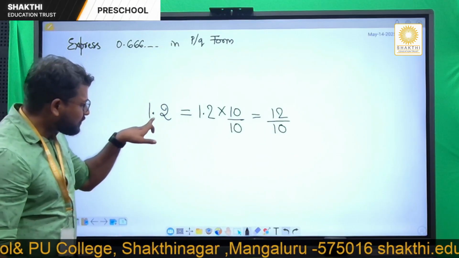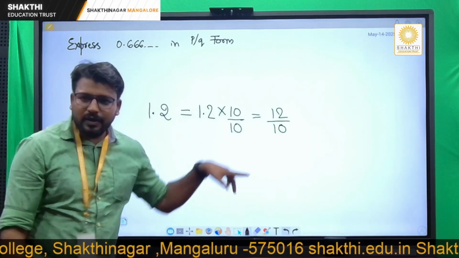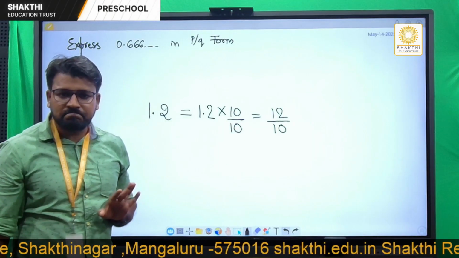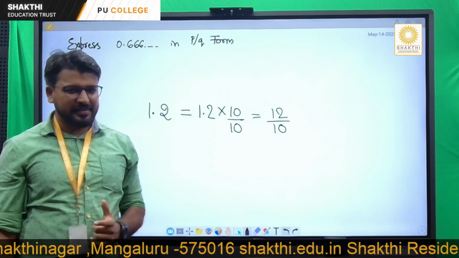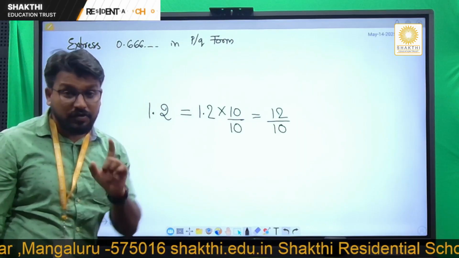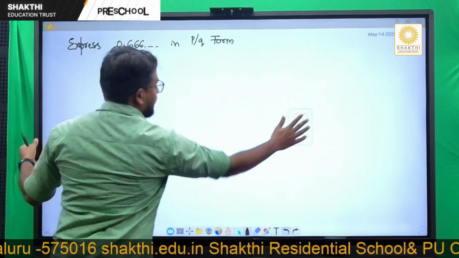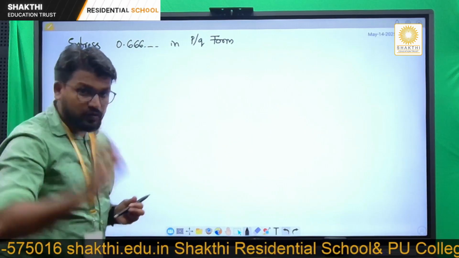So I expressed the terminating decimal 1.2 in the form of p by q, something like 12 by 10. This is easy, isn't it? But their question is 0.66666, non-terminating but recurring, how to express it in the form of p by q. So the process goes like this.